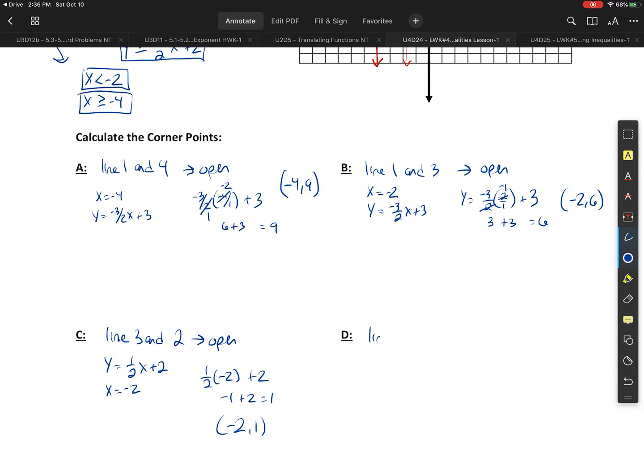Last but not least, line 4 and 2. This is a closed corner. I got x equals -4, and y equals 1/2 x plus 2. 1/2 times -4 plus 2, -2 plus 2 equals 0. My corner is at -4, 0.